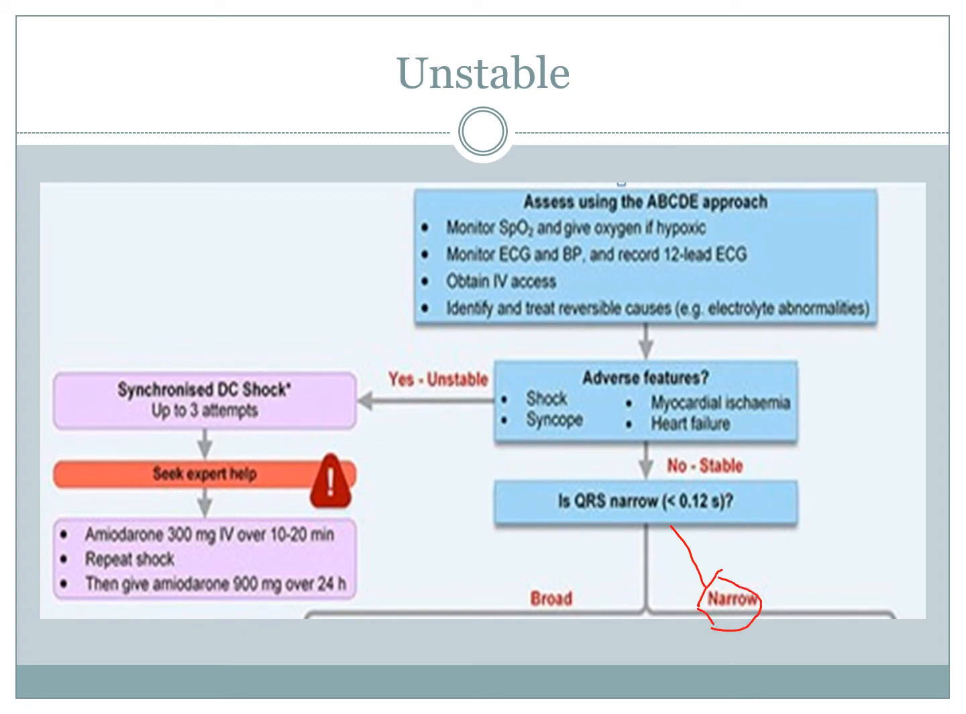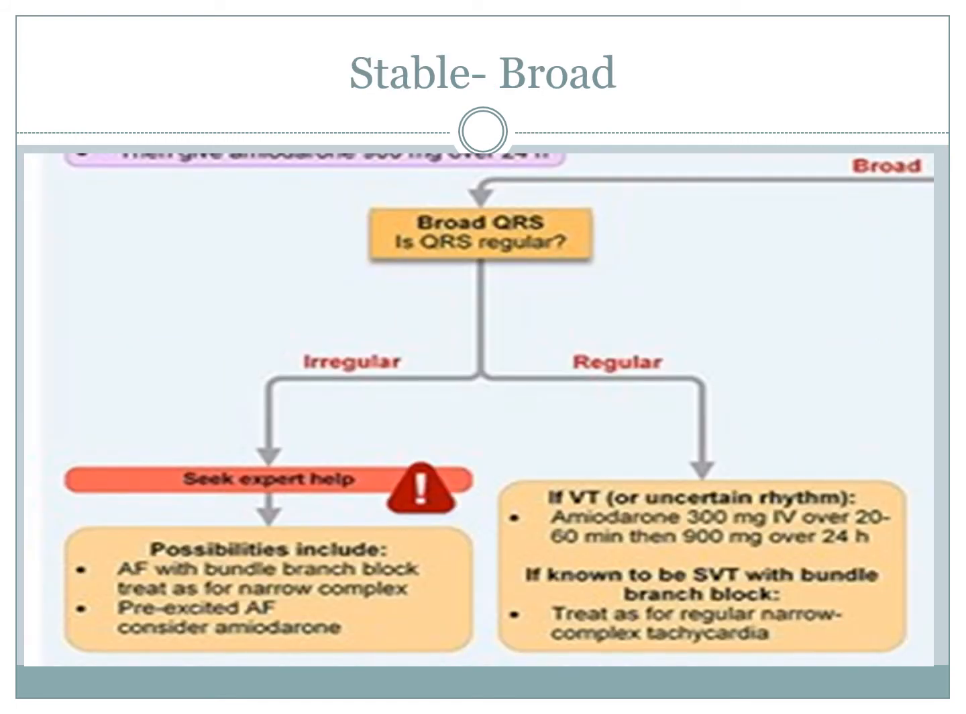Pretty simple. So looking at the broad QRS, because they're basically the worst. They're the most likely to turn into your VTs, realistically. They're the most likely to have complications, your broad tachyarrhythmias. Once you've established that it's broad, you need to look at the regularity. If it's irregular, then straight away you need professional help.